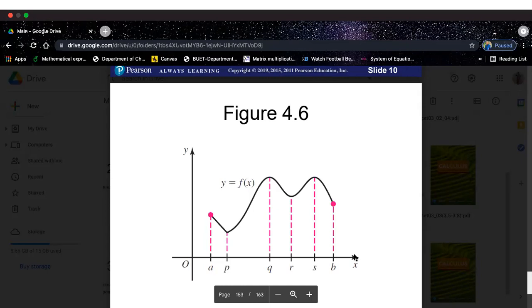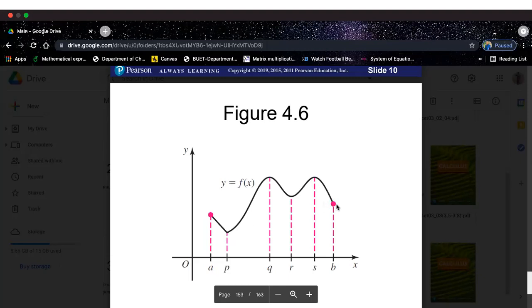The local maximum would be S, and then the local minimum would be at point B. Very good. You can see at S, the functional value for this interval looks like it has reached its peak. It has reached the highest point for this interval, right? And again, at B, you could see it's the lowest possible value on that interval. So this is the local minimum. This is the local maximum.